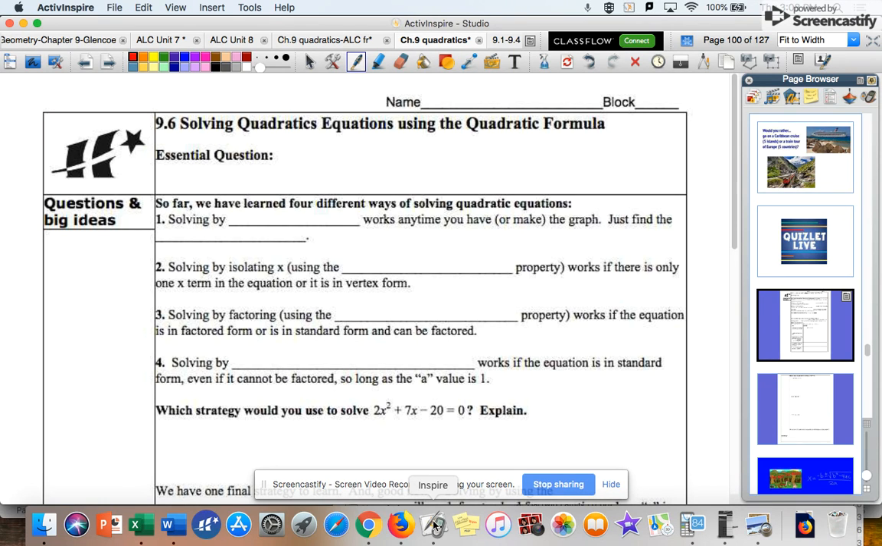So our essential question today is how and when do we solve quadratic equations with the quadratic formula?